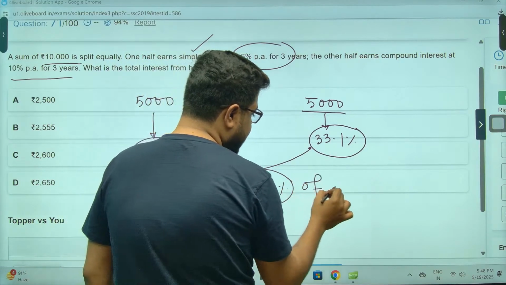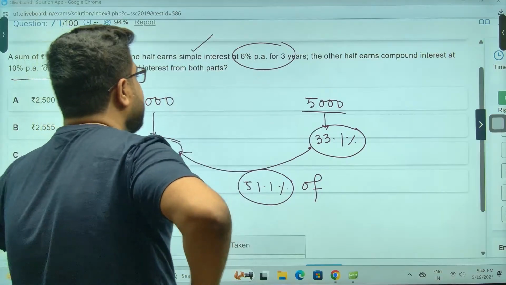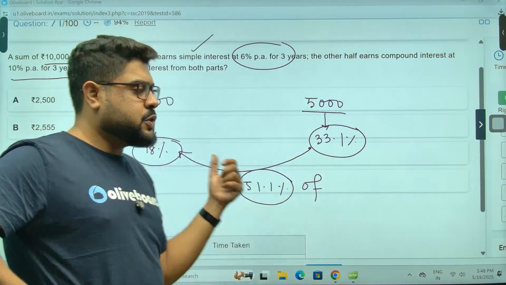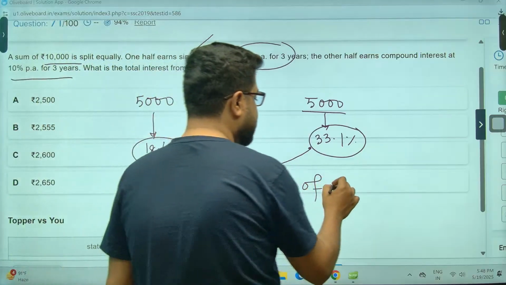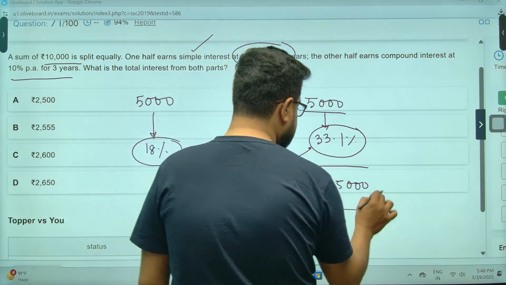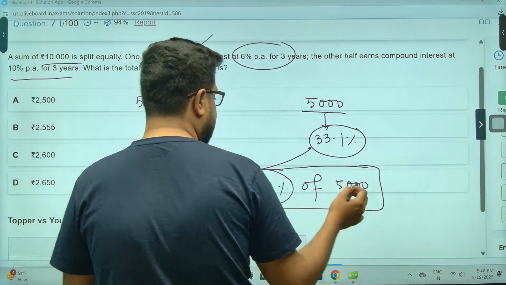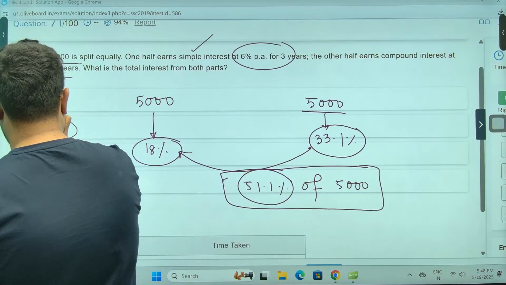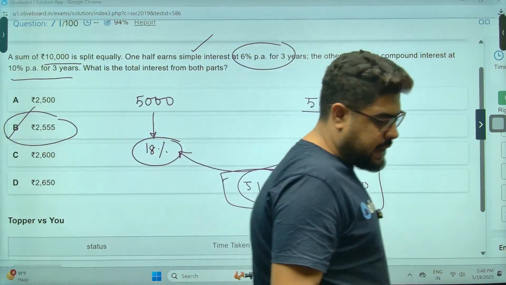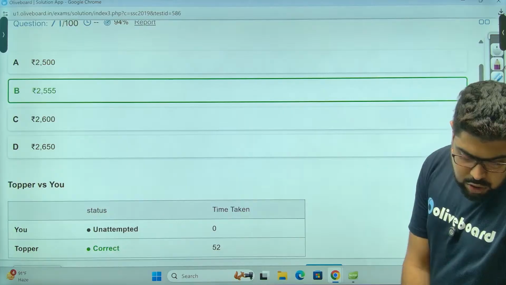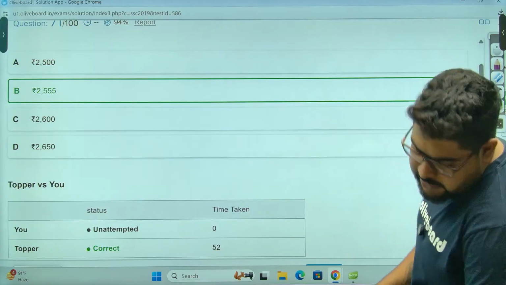Of how much, sir? Acha, sorry. Okay, 18% of 5,000, and this percent of 5,000. So it will be 5,000 in total, sir, because in both cases this is the same, sir. So 511 into 5. So 2555. Right? That is the answer, sir. Very, very simple. Option B. Yes, Raghu, exactly.